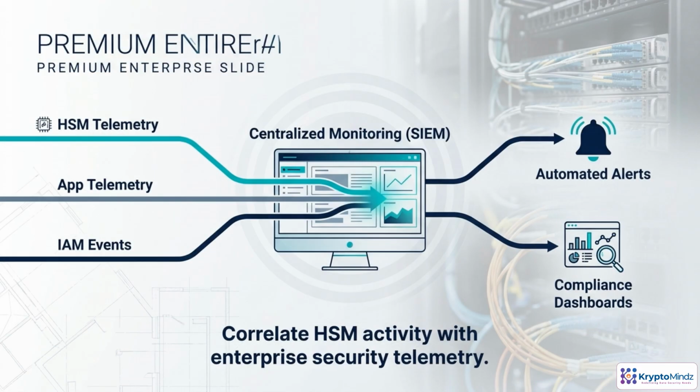To get real value from HSM telemetry, you need to see it in context. Forward HSM and client logs into your central logging or SIEM, alongside application, identity, and network events. Then correlate. For example, a key export with a new admin account, or repeated auth failures with a suspicious deployment. Use that context to drive alerts, dashboards, tickets, and reports, so HSM activity becomes part of everyday security operations, not an isolated specialty.